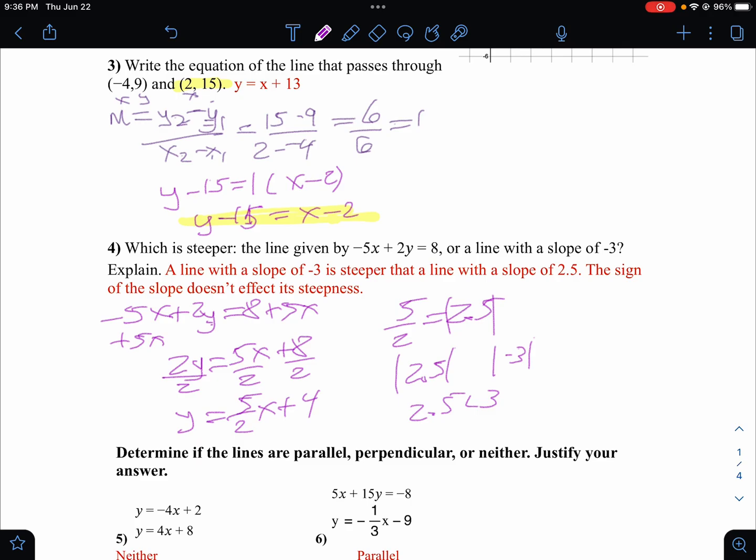So which one has a steeper line? Well, that would be the line with a slope of -3, because we don't care about the sign, whether it goes up or down. We just care about the steepness.